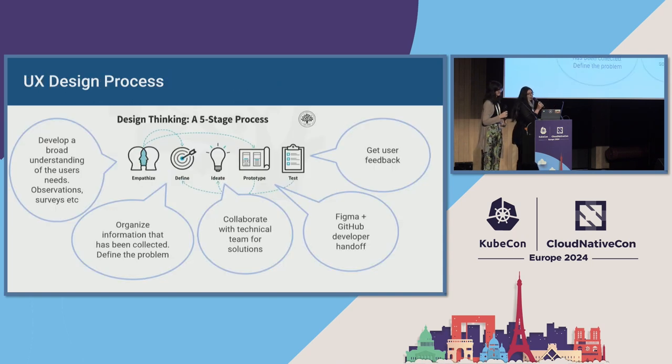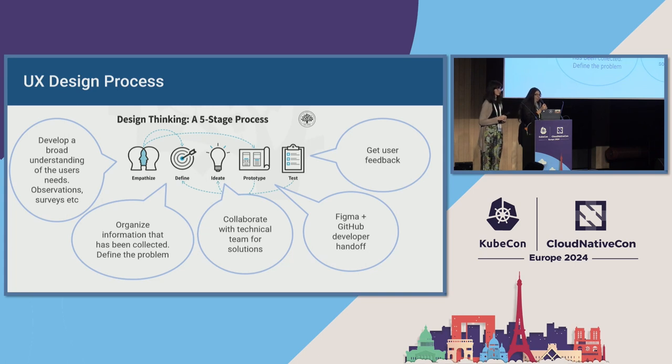Okay, so now we're going to get into what the design process is. The design process has five stages, and the first stage is to empathize with the user. So you want to start off with a broad understanding of the user's needs. While you can hypothesize what the user's needs might be, you don't really know unless you go out and ask people. So this is where you're doing things like observations and surveys. The second stage is to define the problem. So once you've collected all your data and information, you can now begin to narrow down and define the problem space. And once you've figured out what the precise problem is, then you can begin to ideate solutions.